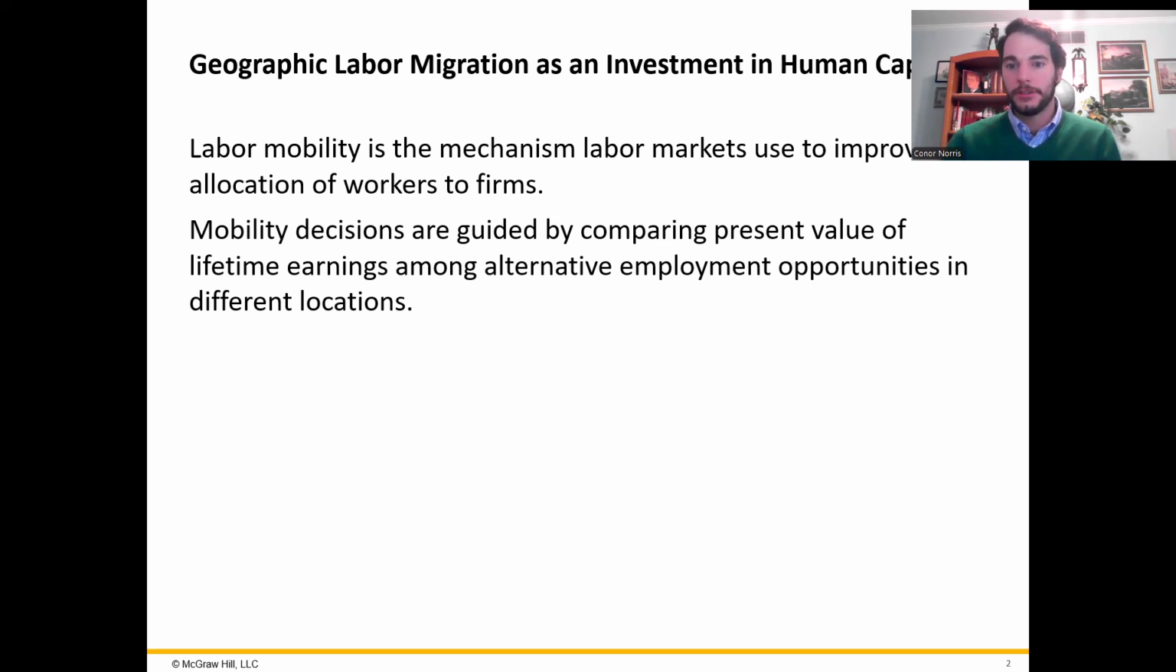So we're going to talk a little bit about why migration is so important from an economic standpoint. Firms in one region may have difficulty filling open positions. Without workers to fill those positions, consumers end up suffering either long wait times, inconvenient services, or higher prices.